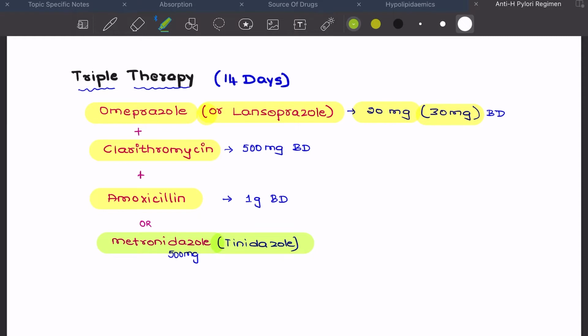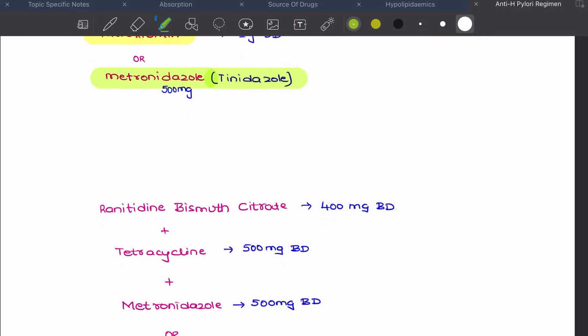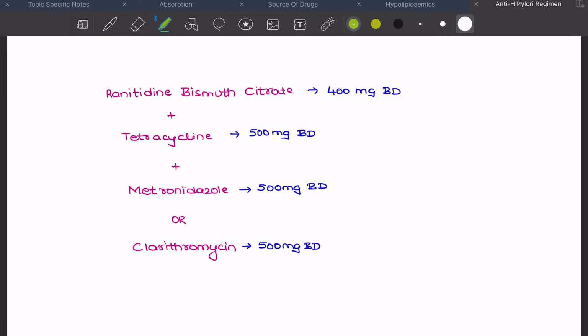Apart from this regimen, there is one more regimen under triple therapy. Instead of using omeprazole or lansoprazole, which are the proton pump inhibitors, you can use ranitidine bismuth citrate 400 milligram BD, followed by 2 antimicrobial agents. Here you can see tetracycline 500 milligram BD and metronidazole 500 milligram BD, or I can combine with clarithromycin.